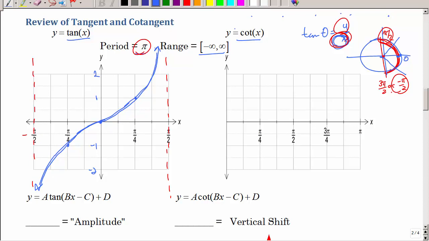All right. Between two asymptotes, you get the whole idea of the tangent graph, all the positive and all the negative values. And again, that period is pi.